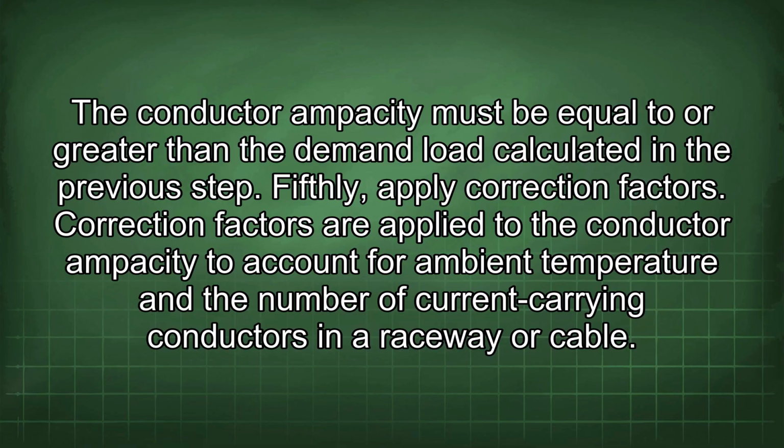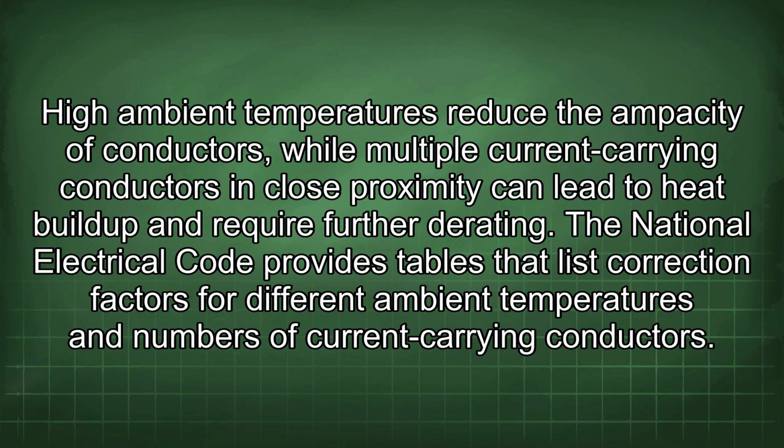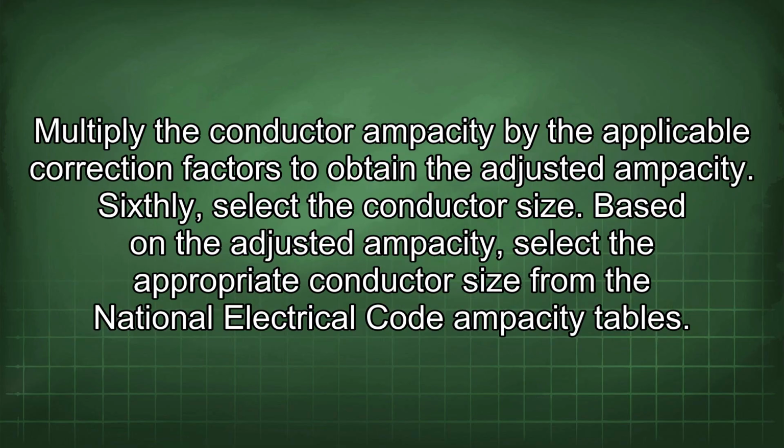Fifthly, apply correction factors. Correction factors are applied to the conductor ampacity to account for ambient temperature and the number of current carrying conductors in a raceway or cable. High ambient temperatures reduce the ampacity of conductors, while multiple current carrying conductors in close proximity can lead to heat buildup and require further derating. The National Electrical Code provides tables that list correction factors for different ambient temperatures and numbers of current carrying conductors. Multiply the conductor ampacity by the applicable correction factors to obtain the adjusted ampacity.